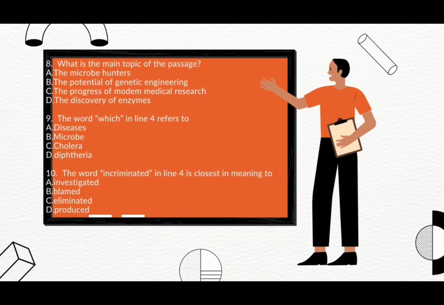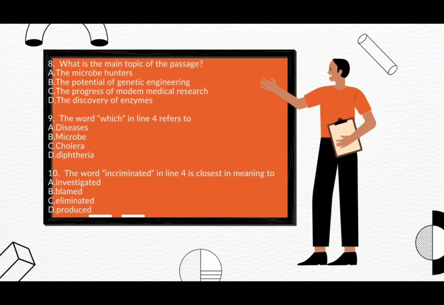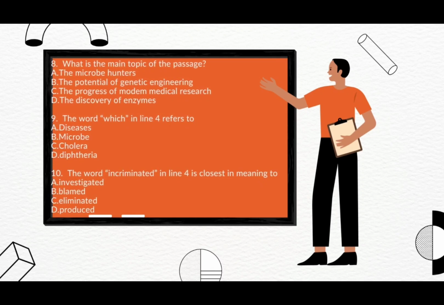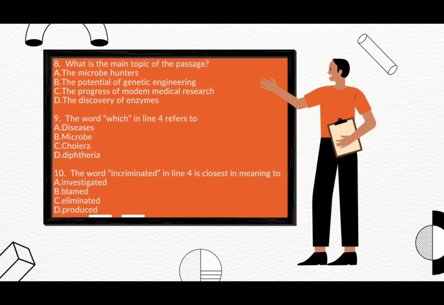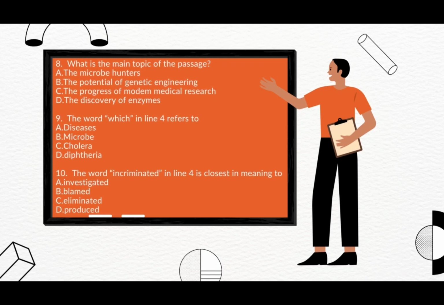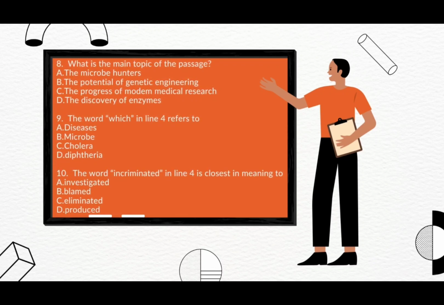8. What is the main topic of the passage? A. The microbe hunters. B. The potential of genetic engineering. C. The progress of modern medical research. D. The discovery of enzymes.